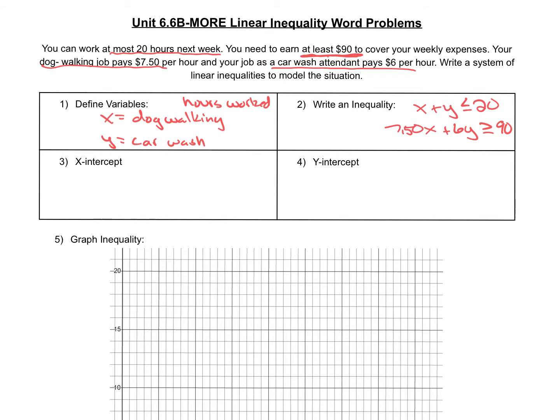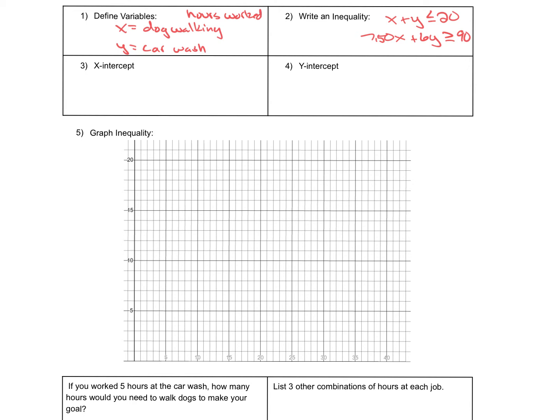Okay, so what we're going to want to look at next is getting this into our graph. So the first thing we want to look at is our x-axis, which was defined as our number of hours dog walking. And we can look at the y-axis as the number of hours car washing, or at the car wash. So when we look at this system, we're going to have to graph two different ones. So we can start with this first one.